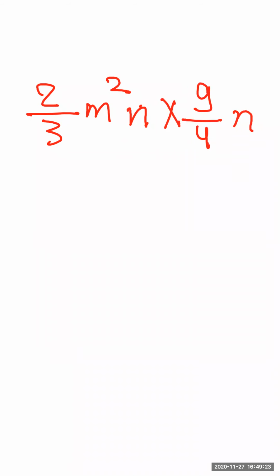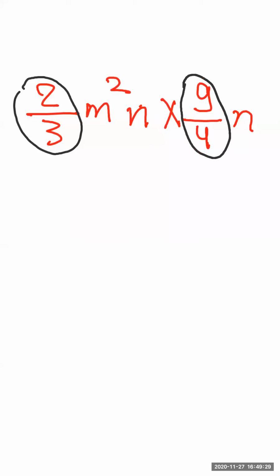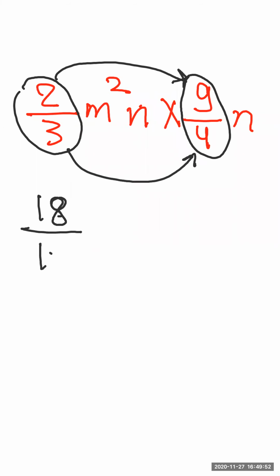So first I will multiply 2 over 3 times 9 over 4. In this case, I have two options. The first option, as I said, I can multiply the coefficients directly, then simplify, or otherwise I can simplify them from the beginning. Okay, no problem. Let's multiply them. So 2 times 9 means 18 over 3 times 4 means 12.